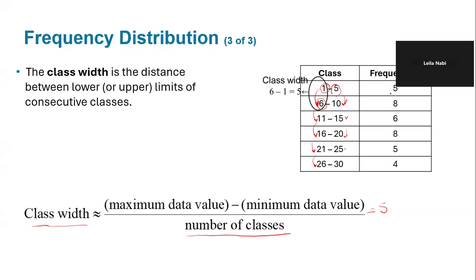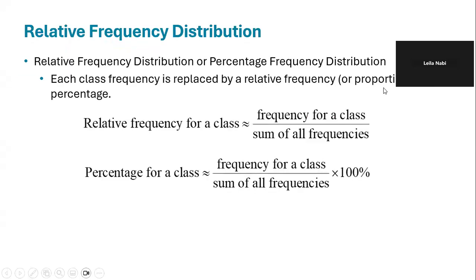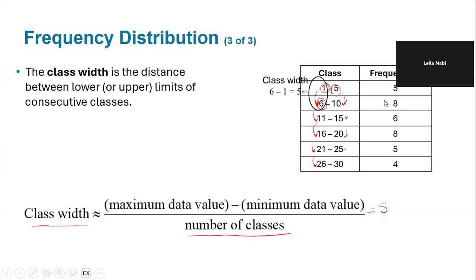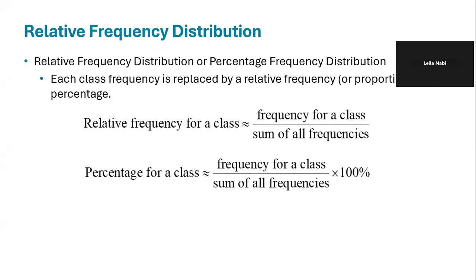And after finding all the frequencies, the number of data in each class, we may need to find the relative frequencies. Frequencies show the number of data in each class. But the relative frequency usually tells me the percentage of the data in each class.